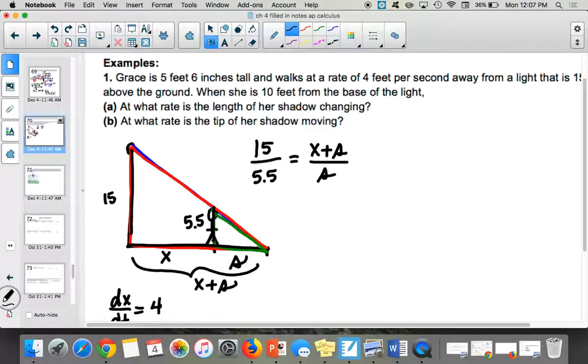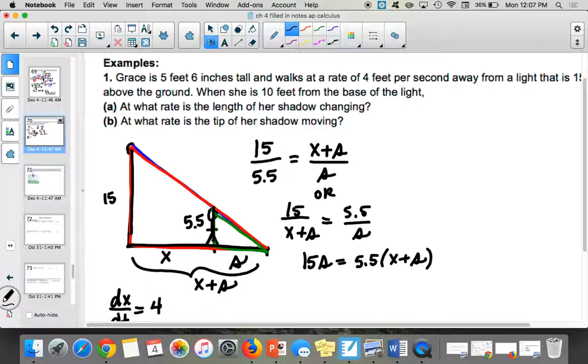I usually do 15 over x plus s equals 5.5 over s. You could do either way, it doesn't matter. When you cross multiply, you get the same thing. Let's cross multiply, because we don't want to take the derivative as is, since then we'd have to use the quotient rule, and that's no fun. Really, we just need any equation that relates our x and s.